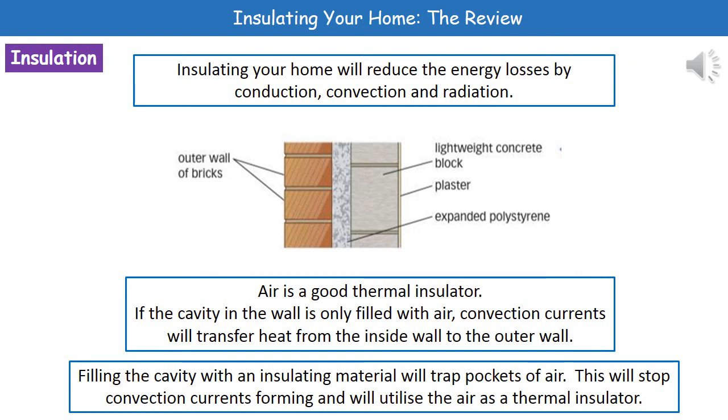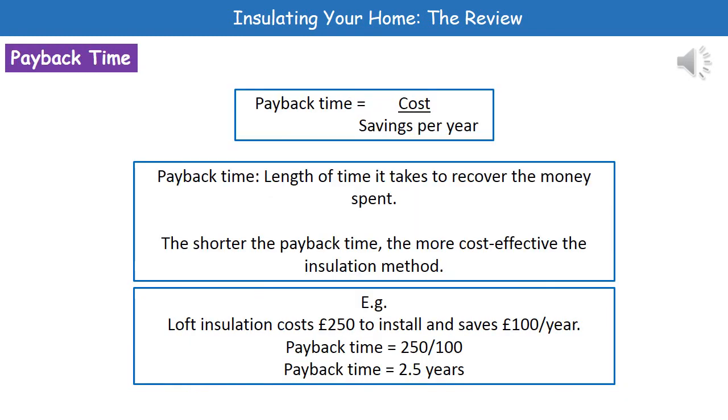This means we're still going to be able to use those thermal insulator properties of the air to reduce the transfer of heat energy from inside the house to outside, but because it's trapped in little pockets, we won't get convection currents. So that means we won't be transferring the energy from the inside wall to the outside wall, and therefore we reduce our energy losses.